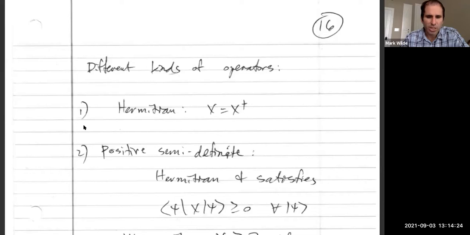Let's now discuss different kinds of operators that come up in quantum information. Hermitian operators are those such that they're equal to their conjugate transpose. These will end up corresponding to what are called observables. And an observable along with an associated quantum state generalizes the notion of a random variable from probability theory.